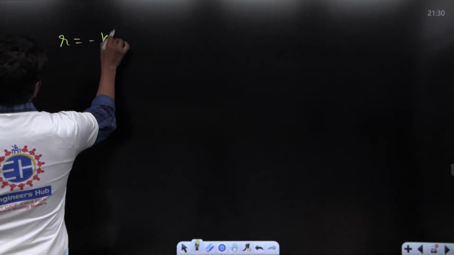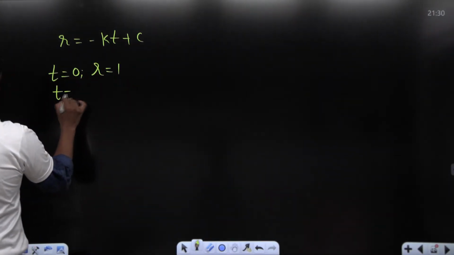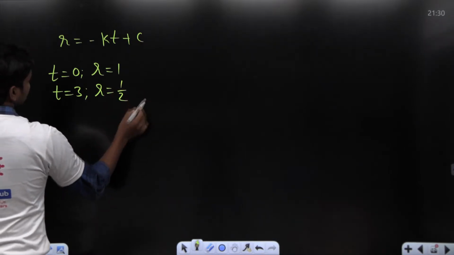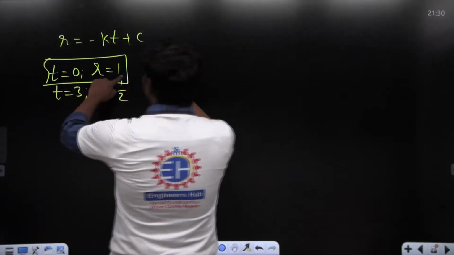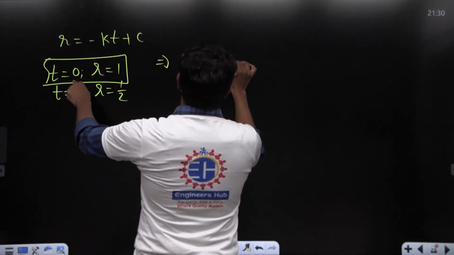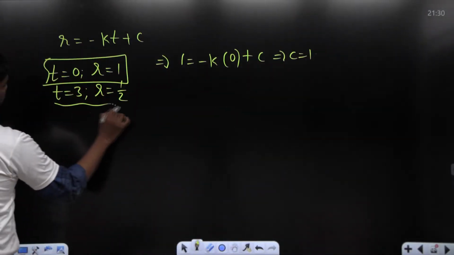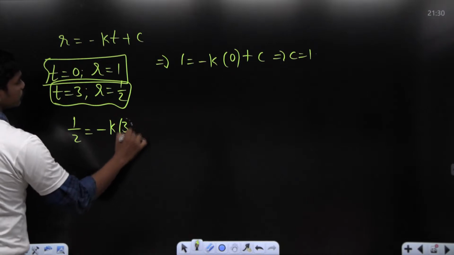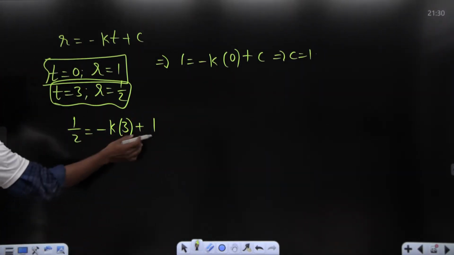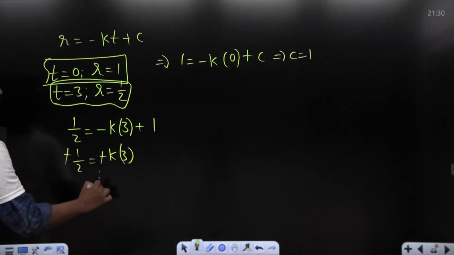We have r is equal to minus kt plus c, and at t is equal to 0, r is equal to 1, and at t is equal to 3, r is equal to 1 by 2. Correct? So let us substitute the first condition in this equation. This implies r is equal to 1 when t is 0 plus c. So this means c is equal to 1. Similarly, if you put the second condition, then r, 1 by 2, is equal to minus kt plus c, which is 1. So 1 by 2 minus 1 will give you minus 1 by 2 is equal to minus k into 3. So minus minus gets cancelled and k is equal to 1 by 6.